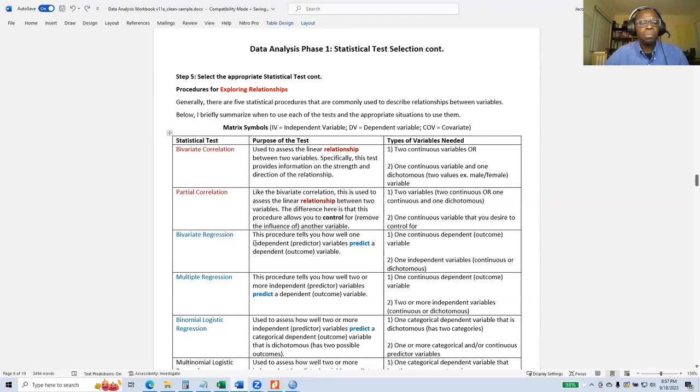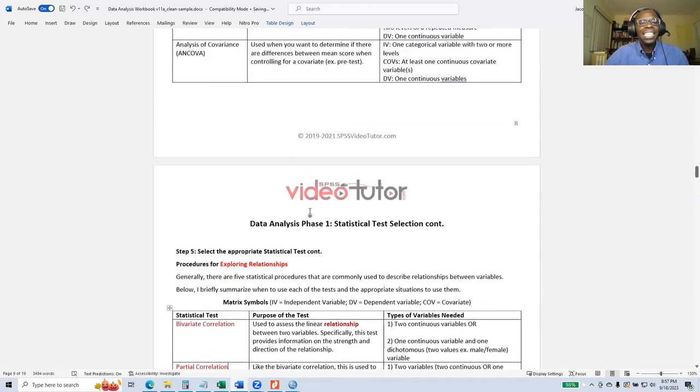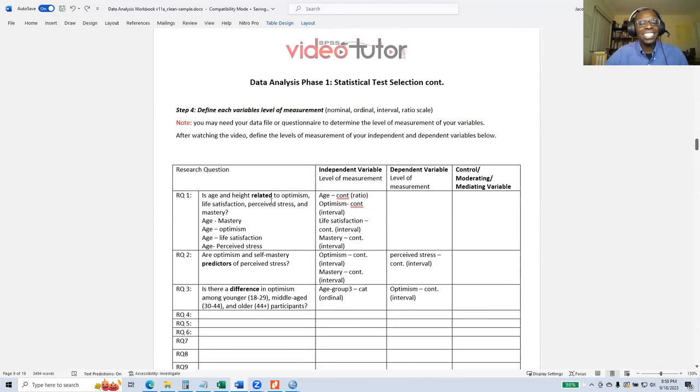And then we've got the bivariate regression. This procedure tells you how well one independent predictor variable predicts a dependent variable. This question does not include prediction, okay? It does not include prediction.